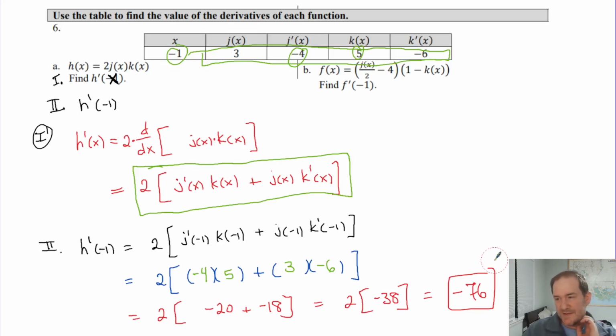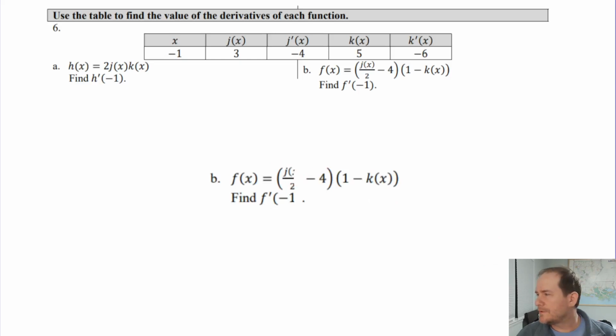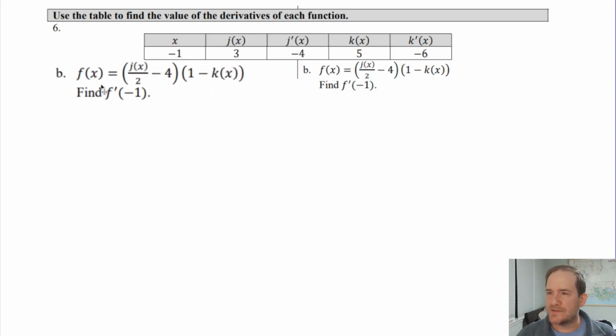Now maybe B is the one that feels a little bit weirder. But looking at B, again, what I would do first is I'd probably rewrite the expression a little bit. First, let me just make a copy of it, cover that up. We're doing part B now. Get rid of this.